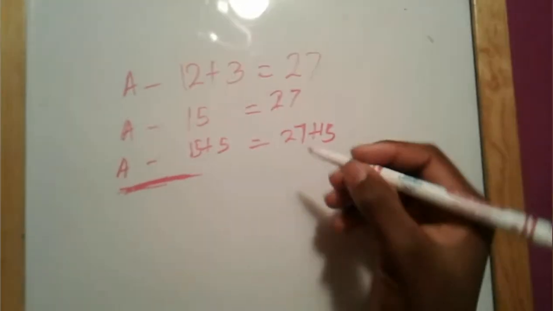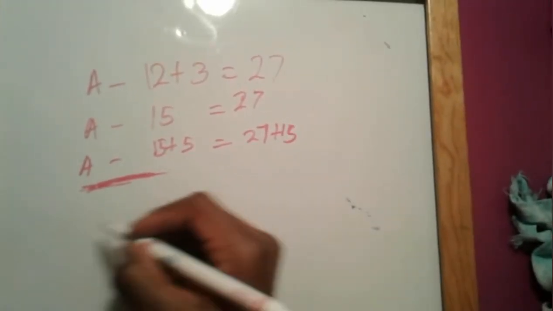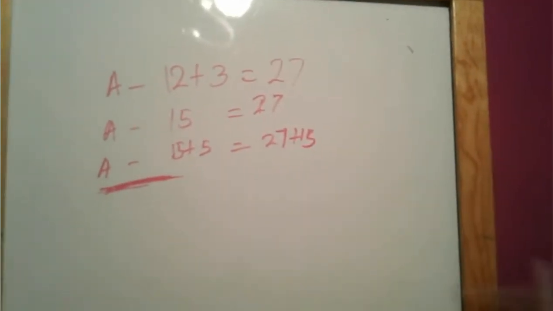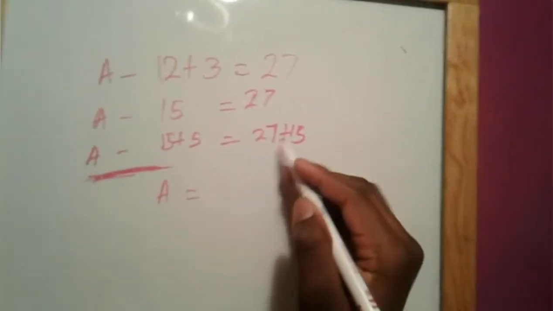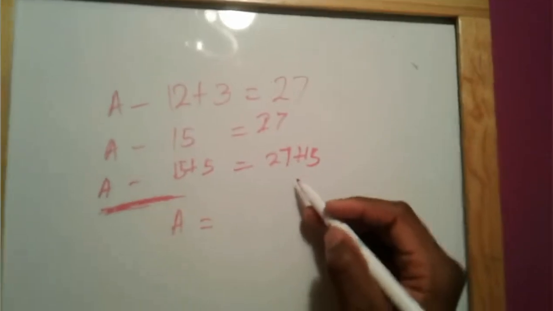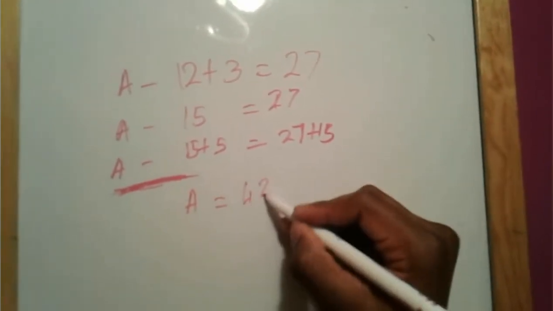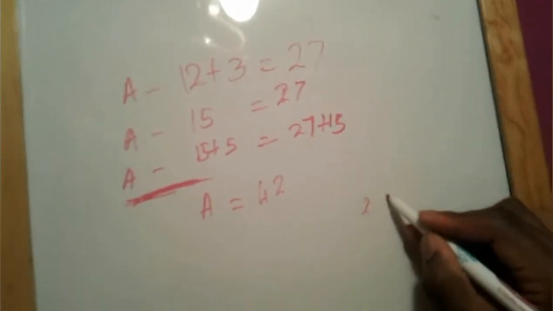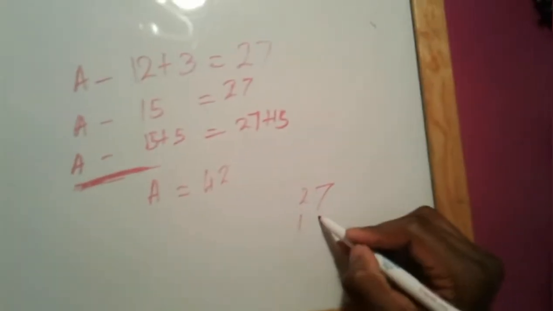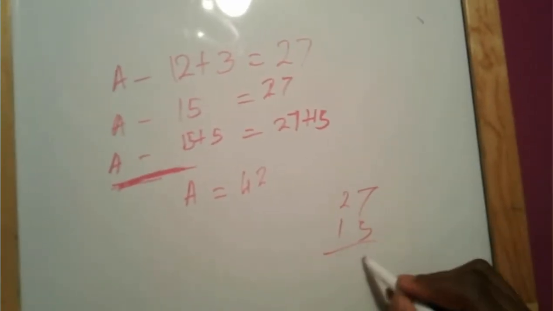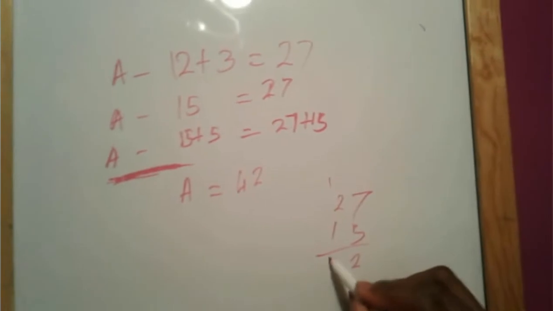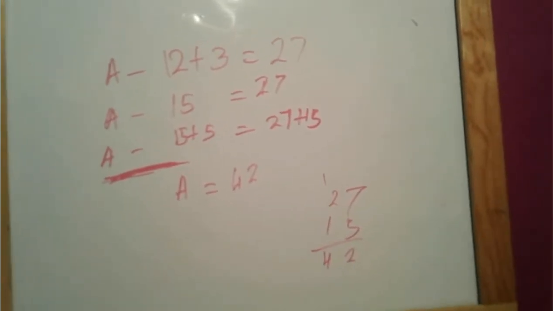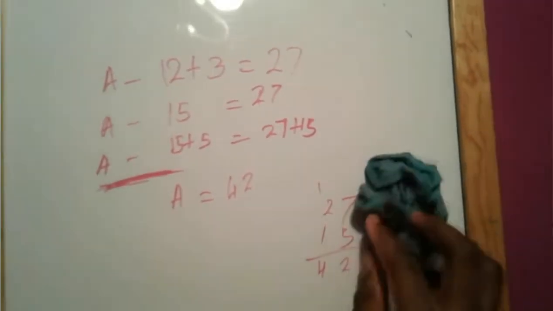So addition. If you add this up, a is equal to 42. Yeah, 42. When you add this is 12, 42. It's correct, 42. So it's like the same as BODMAS, but different.